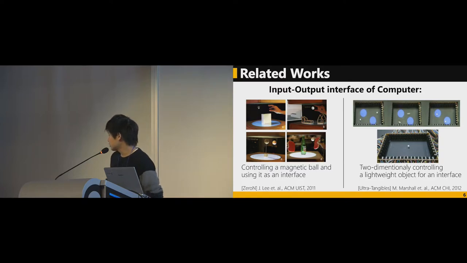These related works concern the input and output interface of a computer. The left one is SLN, which can control a magnetic ball and use it as an interface. The right one is Ultra Tangible. Ultra Tangible can two-dimensionally control a lightweight object and use it as an interface.